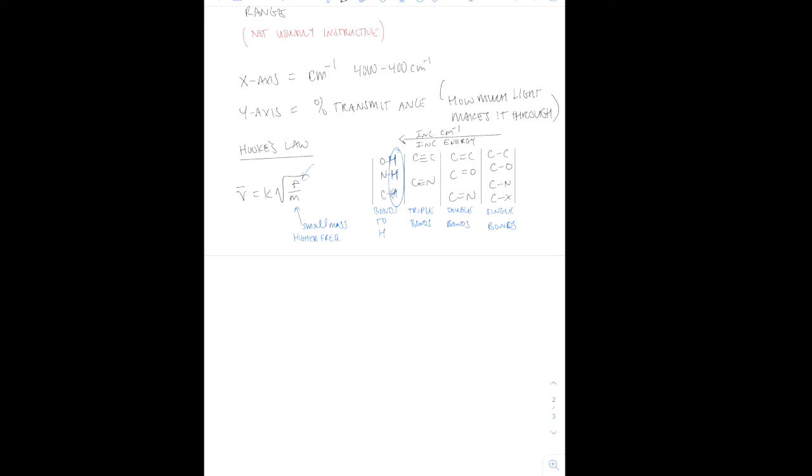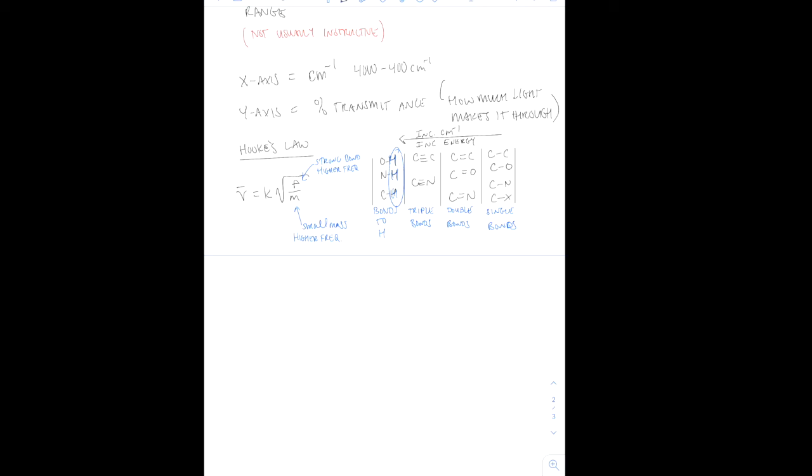Okay, and if we have something with a stronger bond, then we get a higher frequency as well. That would be like a triple bond. Triple bonds are stronger than double bonds, which are stronger than single bonds, and so that's why we have those in the following order, right?